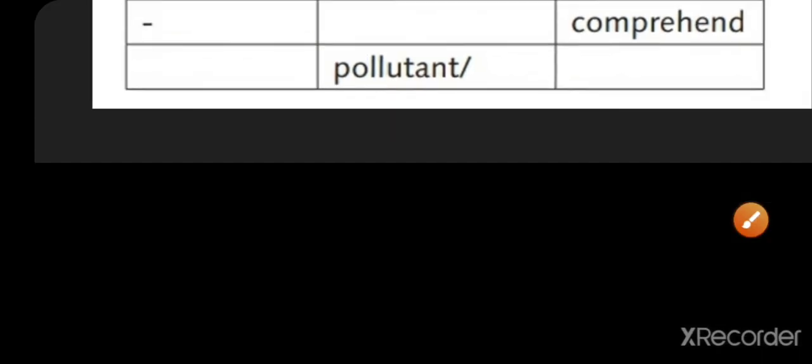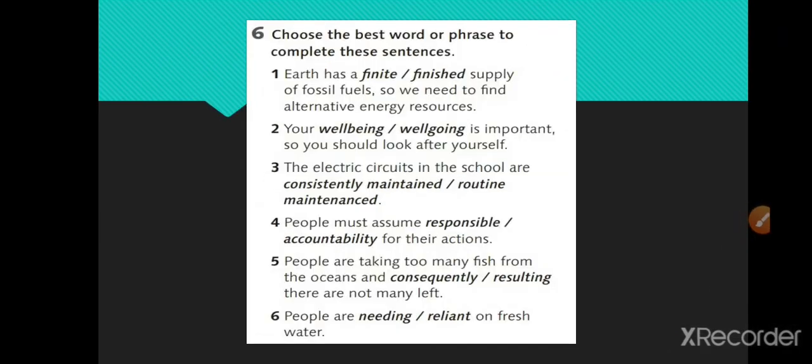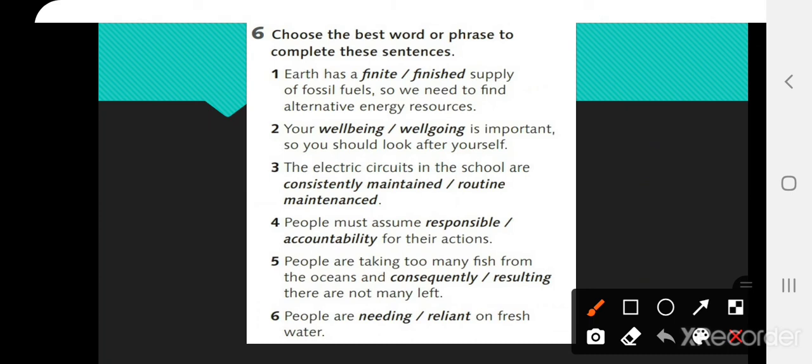Let's move to the last activity here, which is number 6. And here we have to choose the best word or phrase to complete these sentences, as mentioned in the text. Number 1, Earth has a finite or finished supply of fossil fuels, so we need to find alternative energy resources. What was the word that is mentioned as the meaning of it's going to finish or will be finished? It's the word finite, of course.